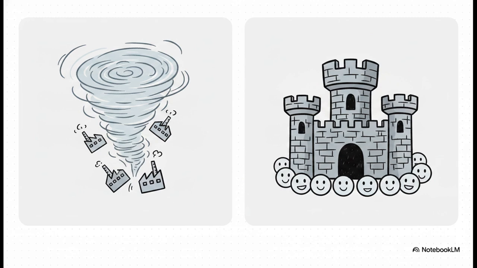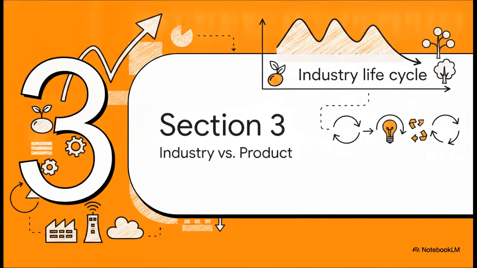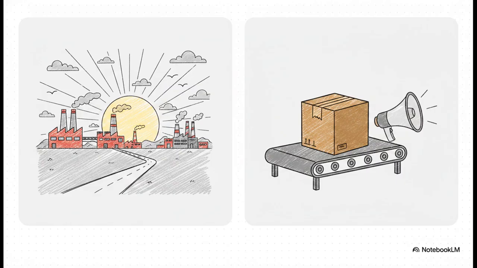Shakeout is turbulent, maturity is stable. Which brings us to Section 3, Industry versus Product Cycles. This is a critical distinction that frequently trips up exam candidates, and quite frankly, seasoned executives alike. You have to separate these two concepts in your mind.